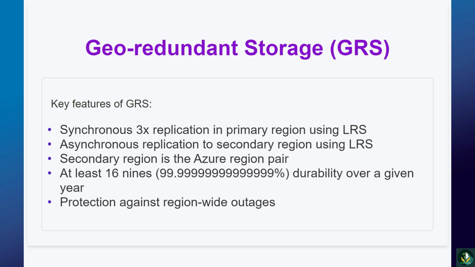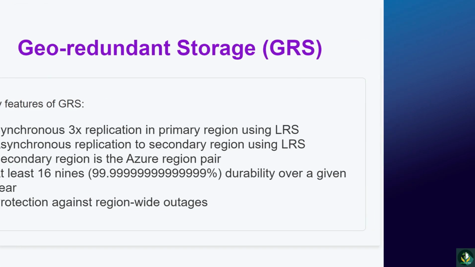Use cases. GRS is ideal for applications that require high durability and availability, especially those that are critical to business operations. It's particularly suited for scenarios where data loss could have severe financial or operational consequences. By implementing GRS, organizations can ensure that their data remains protected and accessible, even in the face of significant regional disruptions. This level of protection provides peace of mind for businesses handling mission-critical data and applications, allowing them to maintain operations and meet stringent compliance requirements.